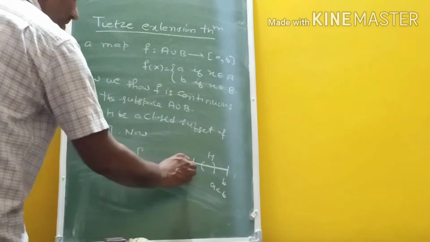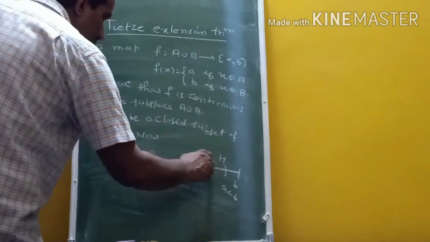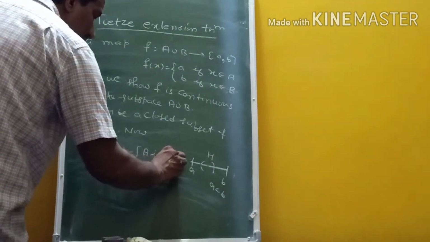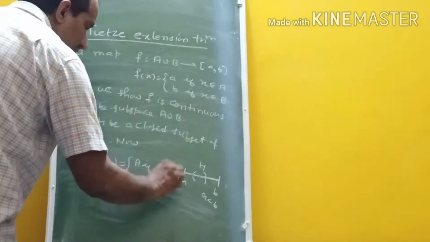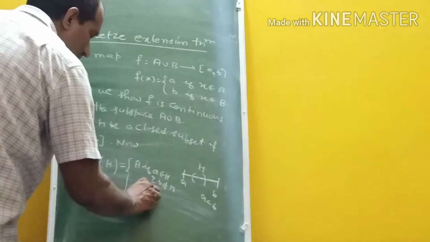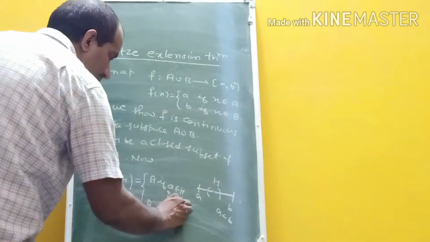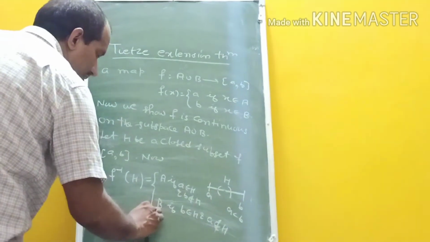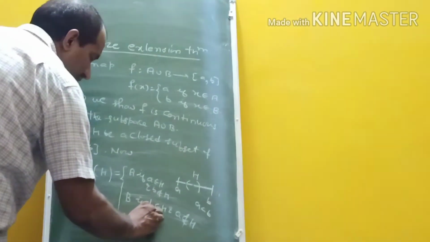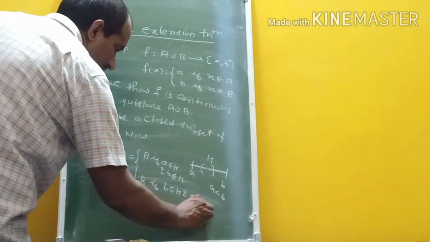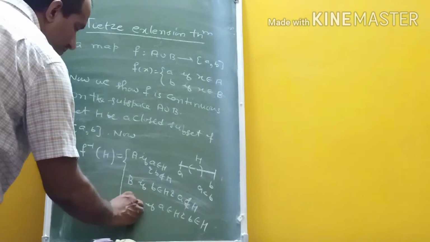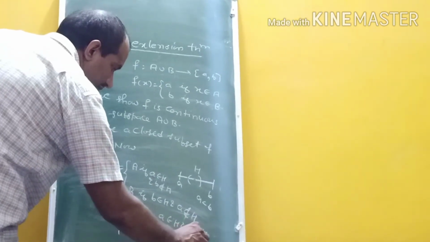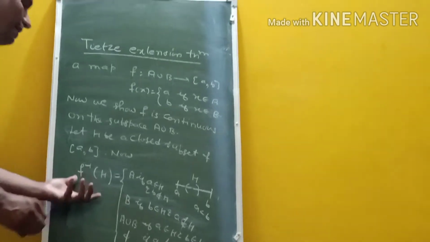Calculate this. By using the definition, F inverse of H will be A if a belongs to H and b does not belong to H, and it will be B if b belongs to H and a does not belong to H. It will be A union B if a and b both belong to H, and it will be phi if neither a nor b belongs to H. This will be the F inverse of H.